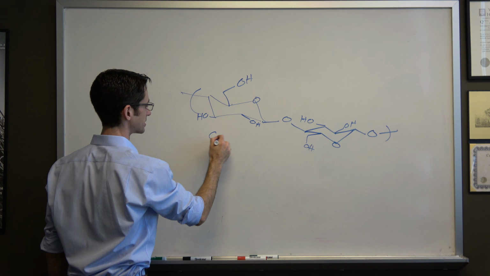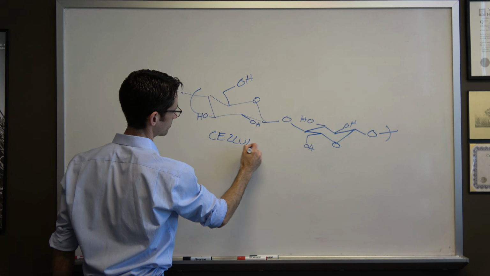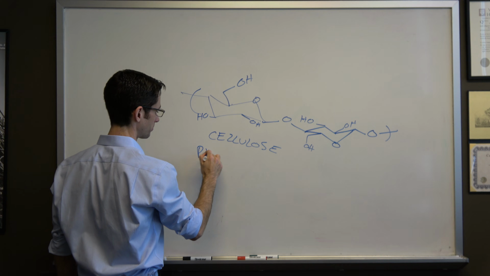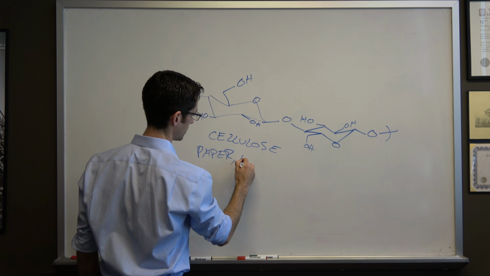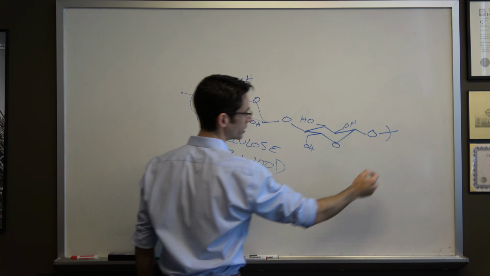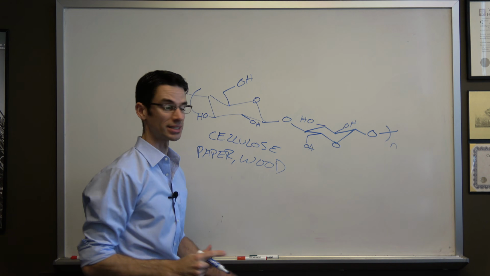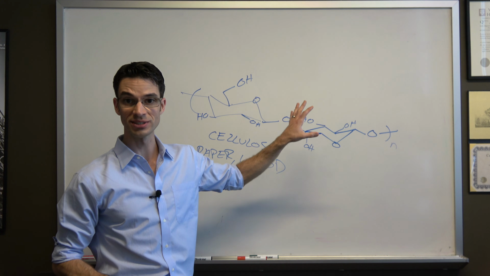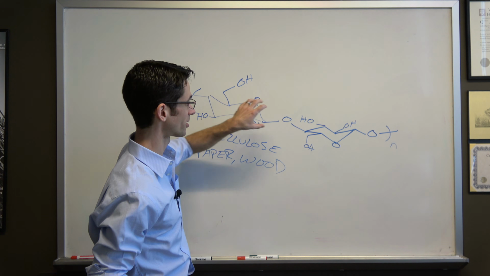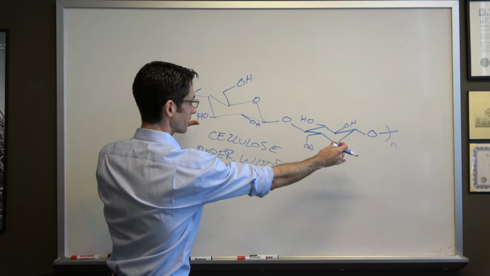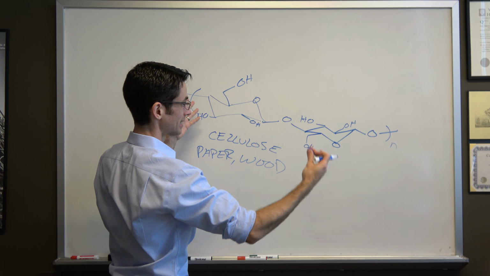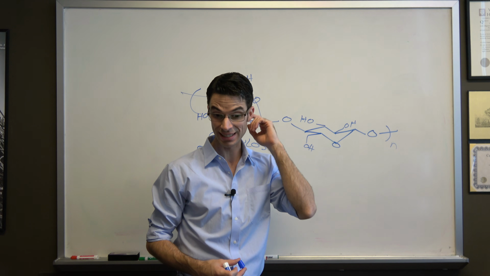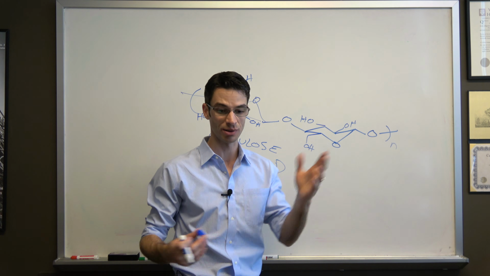Okay, this is called cellulose. So this is like paper. We would, of course, draw our N here to indicate that this is a repeating structure. And these are monosaccharides. This is a monosaccharide. This is a monosaccharide. Together, it's a disaccharide. So it's a poly disaccharide, or just a polysaccharide.